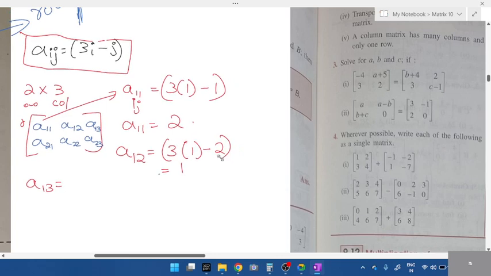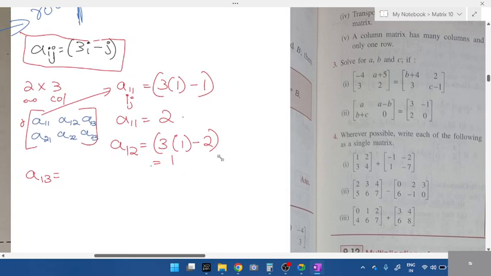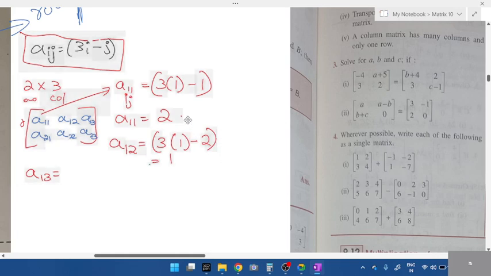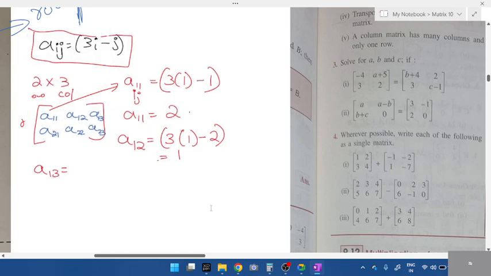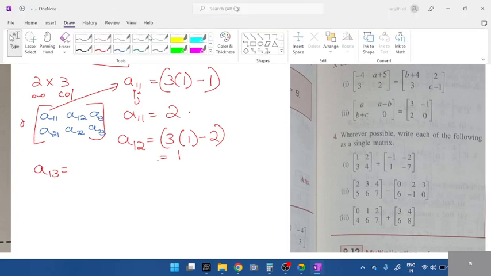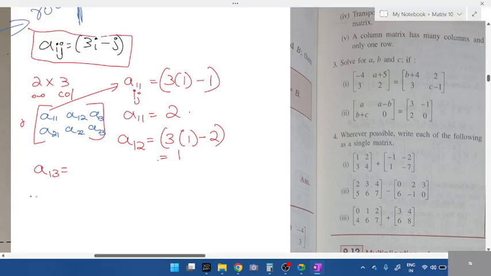Yes, that is the actual answer. So for A11 it is to find all the values, student. Then just replace it. That will give you the final answer. Find A13. Next, find A21, A22, A23. Apply the formula. They'll give a specific formula for every question. For this question, it is 3I into J.